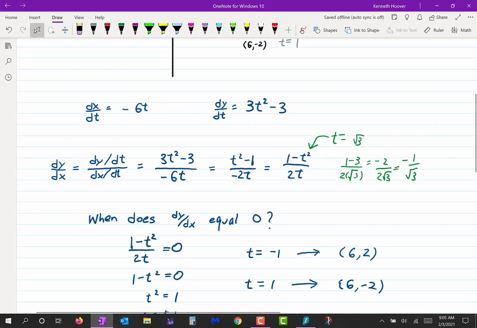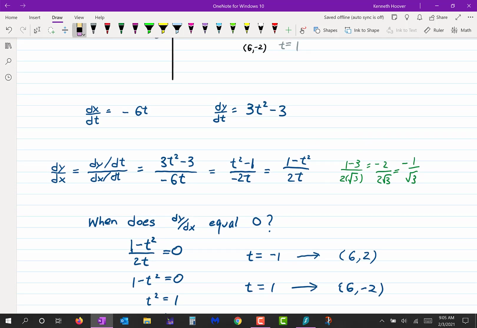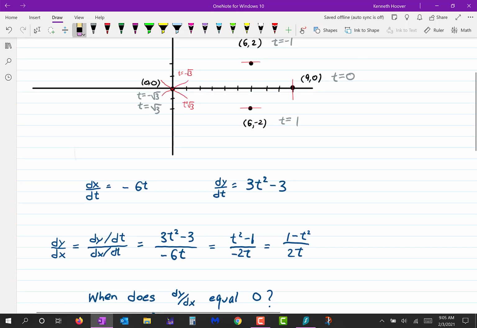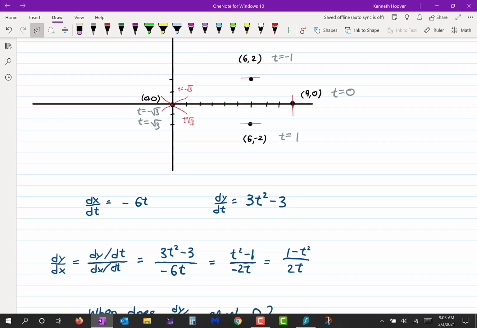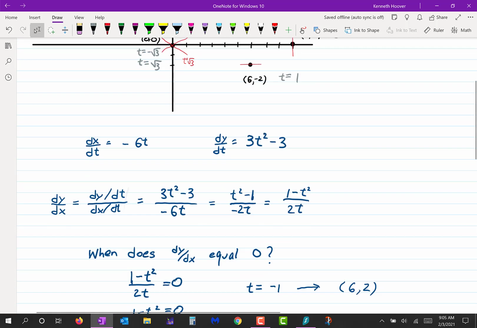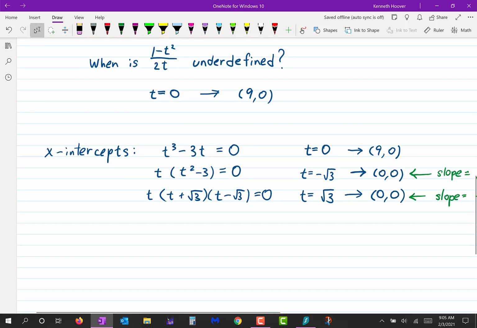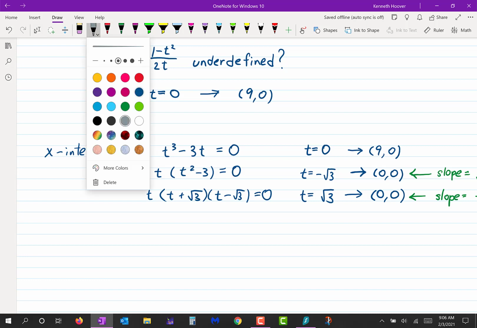Okay, let's erase some of that stuff now that we're finished with it. What else can we do? We can find concavity, can't we? How do you find concavity? Use the second derivative. You remember how to do the second derivative with parametric equations? Look at that nice chart from the end of lecture 2.